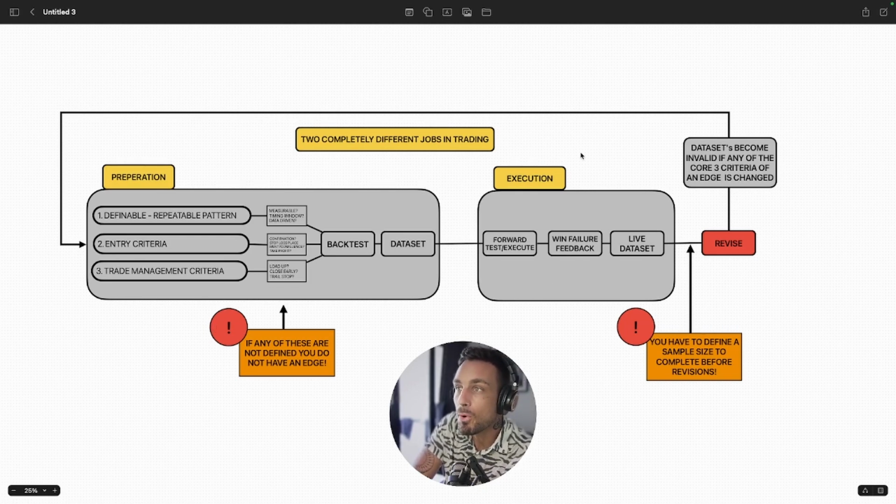So the most important thing in this execution phase is to recognize that you need to have a defined sample size to complete before you revise your strategy, before you revise your edge.